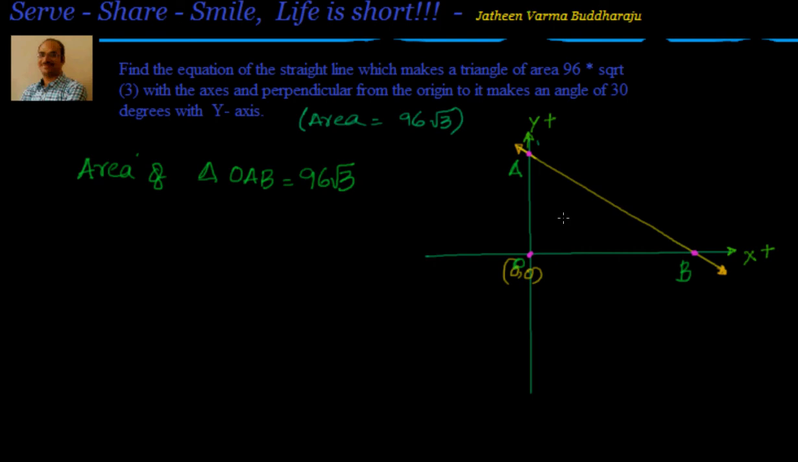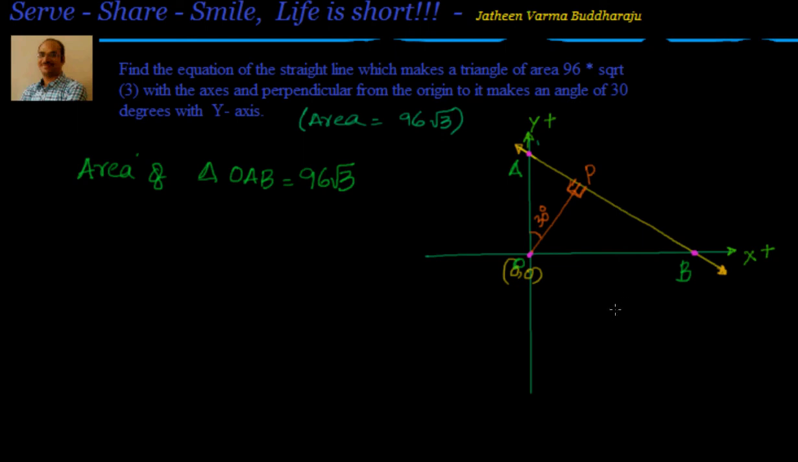And the next one is the perpendicular from the origin to it. That means this is a straight line AB. From AB, if you drop a perpendicular, that perpendicular makes an angle of 30 degrees with the y-axis. This is the perpendicular, let us say this point is P. OP makes an angle of 30 degrees with the y-axis. That means the angle AOP is equal to 30 degrees, and these are two 90 degrees each. Now this is the information given to us.